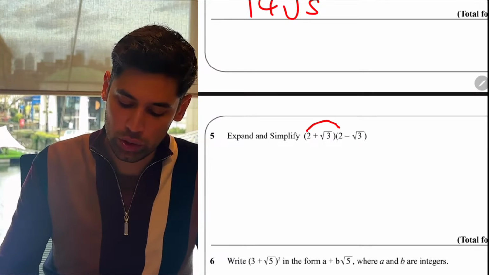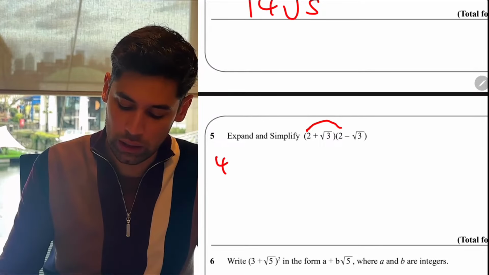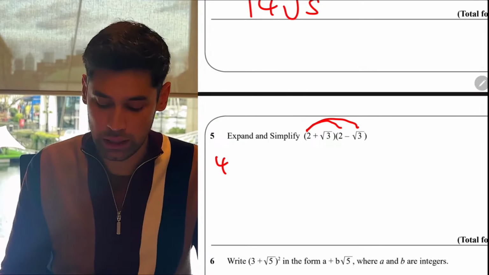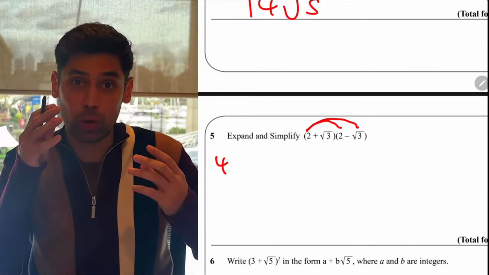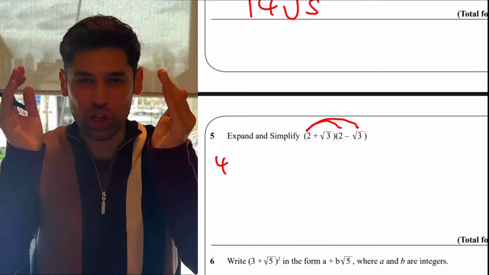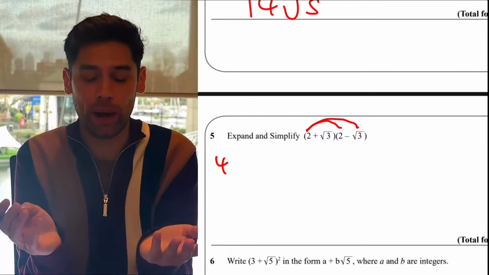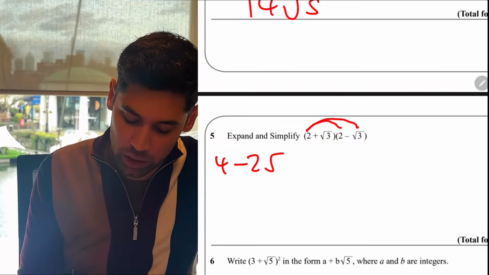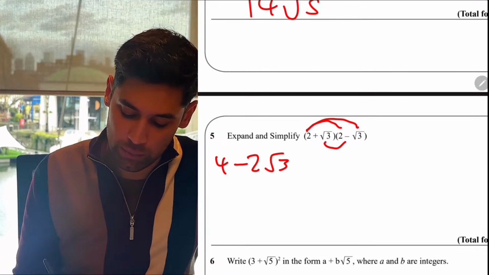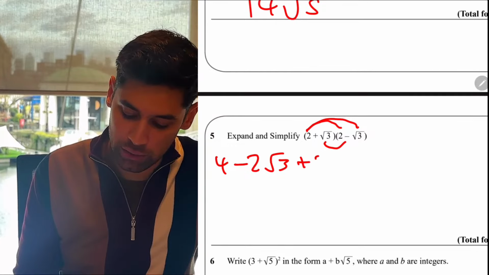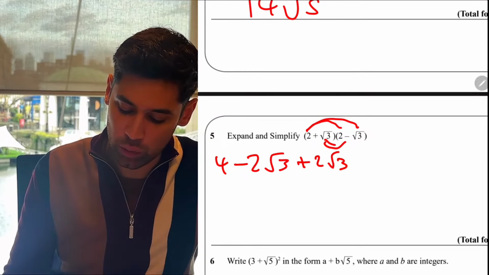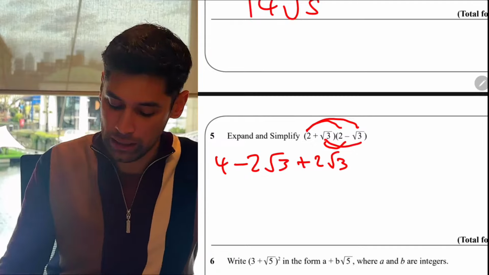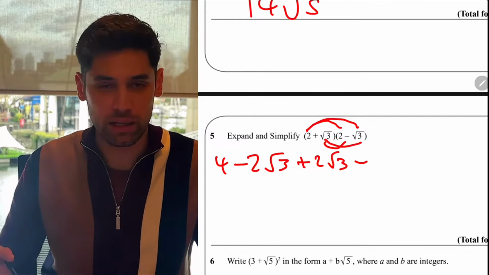So here we do 2 times 2 is 4, 2 times negative root 3. Now when you have a number times a surd, we don't combine them into one number, we just shove them together, like 2 times x is just 2x. So 2 times negative root 3 is going to be negative 2 root 3. Root 3 times 2 is going to be positive 2 root 3. And then root 3 times negative root 3. Now because it's positive times negative, straight away we know it's going to be a negative.